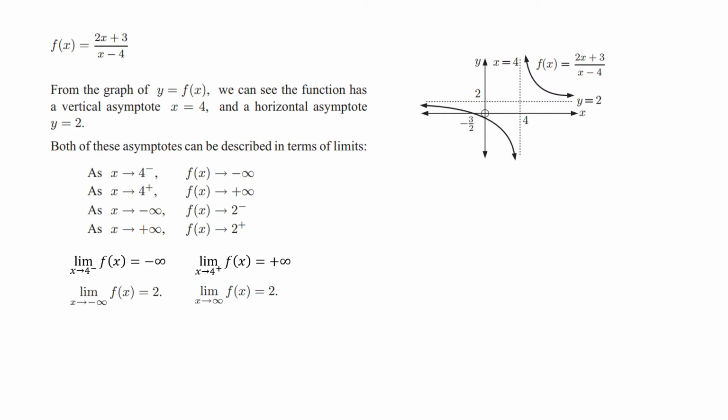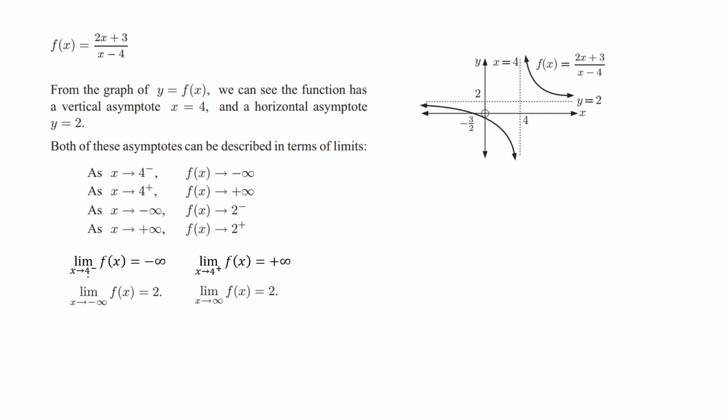So as x approaches 4 from the negative side, that is, x approaches 4 from the left-hand side, f(x) approaches negative infinity. And when x approaches 4 from the right-hand side, or x approaches 4 plus, f(x) will approach positive infinity. And when x approaches negative infinity, f(x) approaches 2 from below. And when x approaches positive infinity, f(x) approaches 2 from above. So this is how we write it.